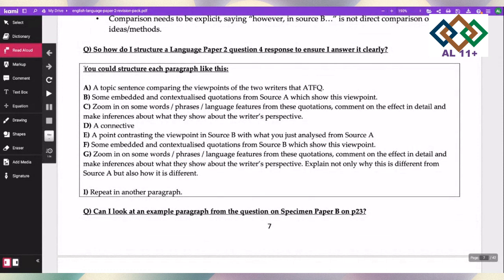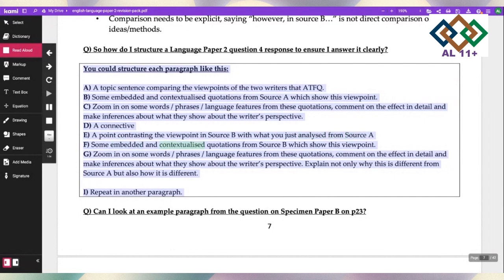B: Some embedded and contextualized quotations from Source A which show this viewpoint. C: Zoom in on some words, phrases, language features from these quotations. Comment on the effect in detail and make inferences about what they show about the writer's perspective. D: A connective point contrasting the viewpoint in Source B with what you just analyzed from Source A.